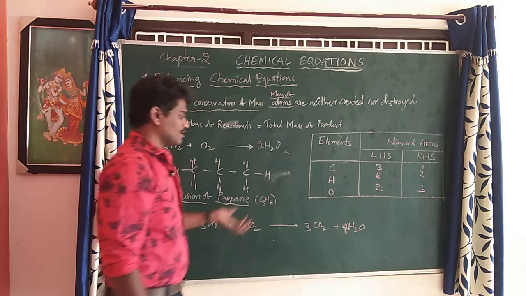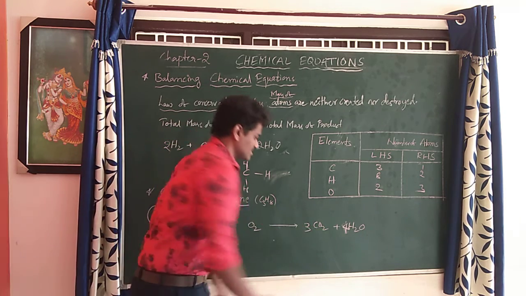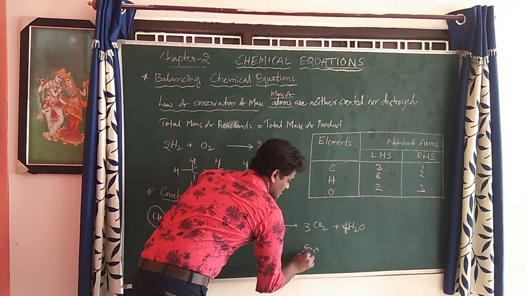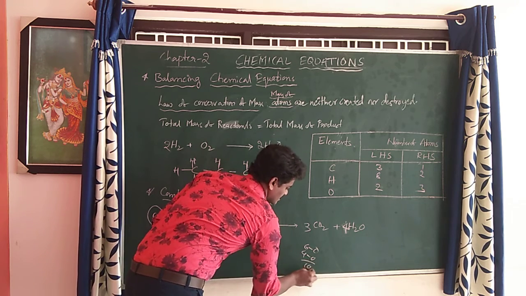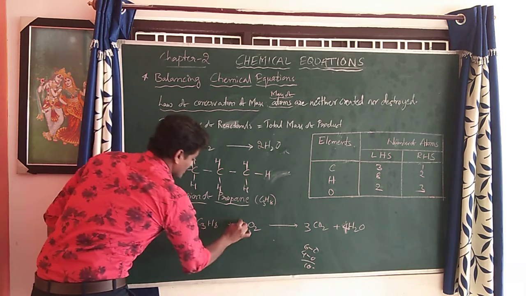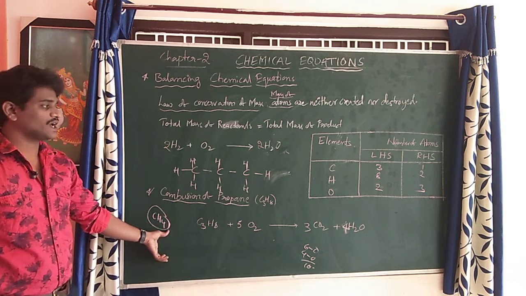Okay. Now count the oxygens. How many oxygens are there? This is 3 twos, 6 oxygens here, and here 4 oxygens. Total 10 oxygens, right? 10 oxygens are there. Here 2 oxygens. You can write 5 here. 5 twos are 10 oxygens. Now this equation is balanced.